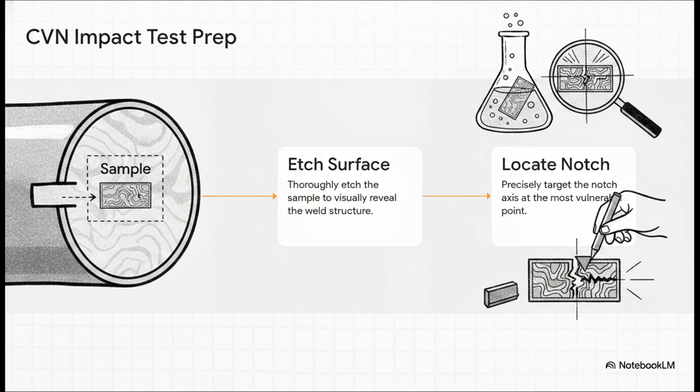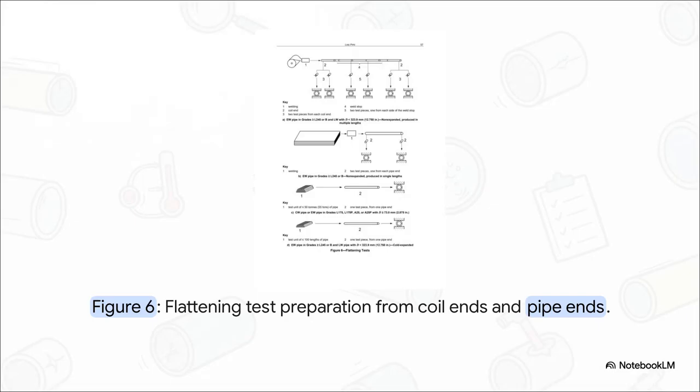This is a chemical process that visually reveals the exact structure of the weld and that heat-affected zone we just talked about. And only after etching can you precisely locate the notch axis. You are quite literally making the invisible visible just to make sure the physical test breaks the metal exactly where it's most vulnerable.